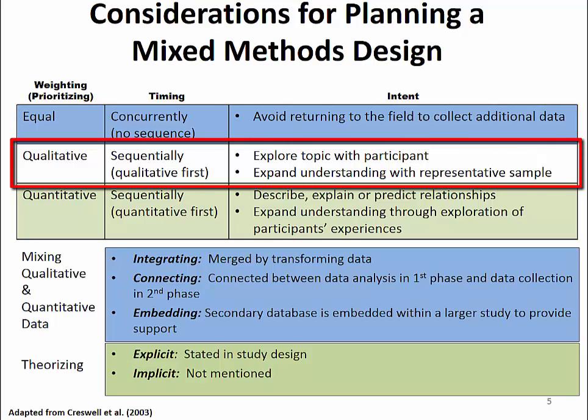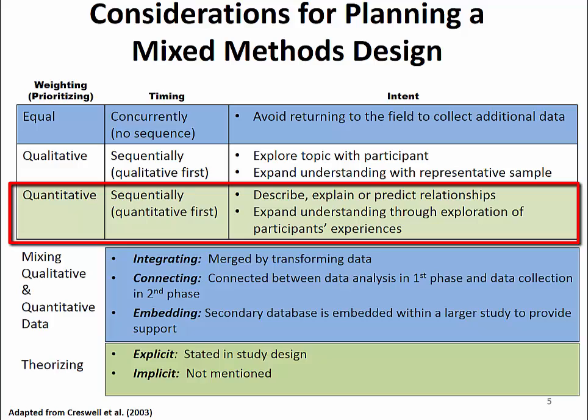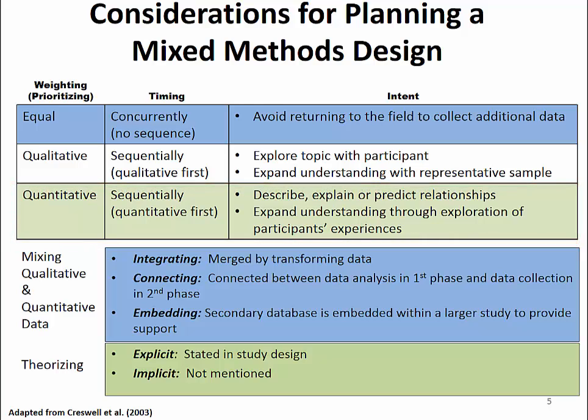When priority favors qualitative methods, the data is collected sequentially. Researchers collect text and/or images first, with the intention of gaining insight into the phenomenon. Understanding is expanded through collecting numeric data from a representative sample of the population. When a quantitative design is prioritized, the data is also collected sequentially. However, numeric data is collected first, with the goal of describing, explaining, or predicting variables or relationships. Understanding is expanded by collecting more data in the form of text or images.